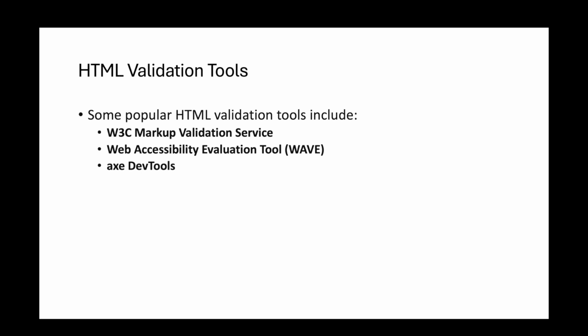Web Accessibility Evaluation Tool, WAVE, an online accessibility evaluation tool that identifies accessibility issues in web content, including HTML documents. Axe DevTools, a browser extension for Chrome and Firefox that provides accessibility testing and debugging tools directly within the browser's developer tools. Using HTML validation tools as part of the development process helps ensure that web pages are compliant with HTML standards and accessible to all users, regardless of their abilities or disabilities.